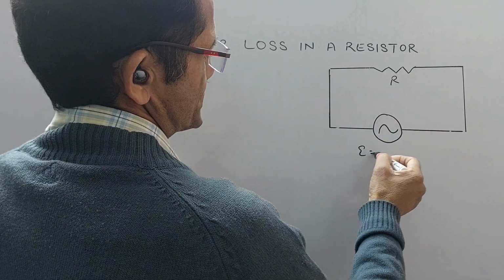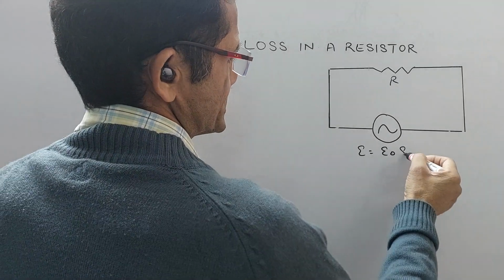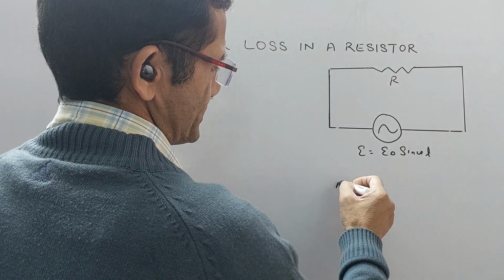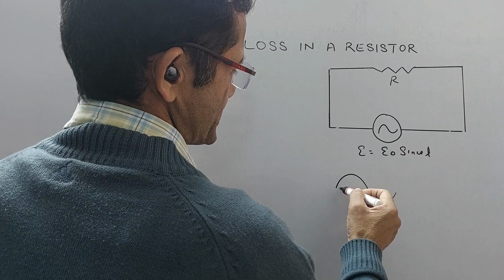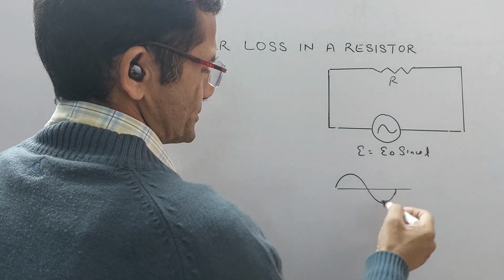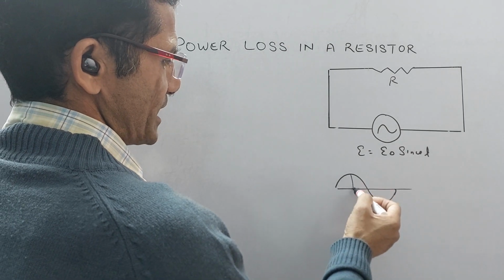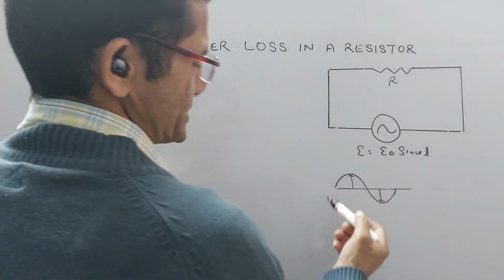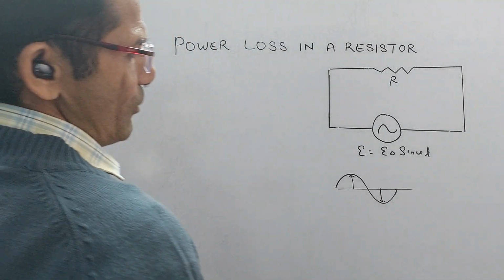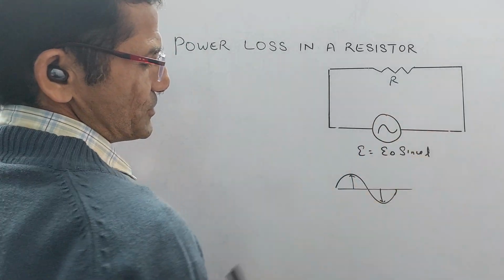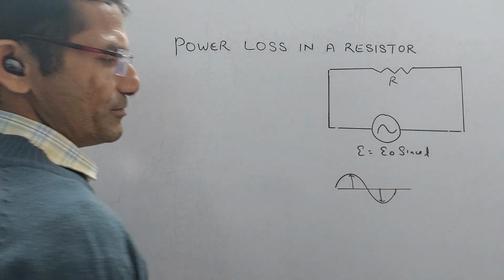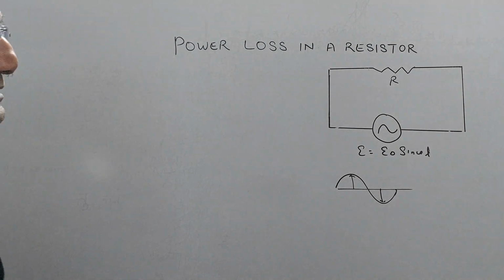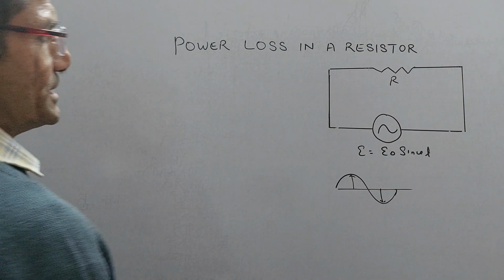The applied voltage is, suppose, E is equal to E naught sin omega t. We know that this AC voltage always changes in direction and in magnitude. This is the maximum magnitude of the voltage, and this is also the maximum voltage, but in the opposite direction. So direction and voltage always change, and obviously the resistor will oppose the change of current. Let us start with how to find the power loss in a resistor.